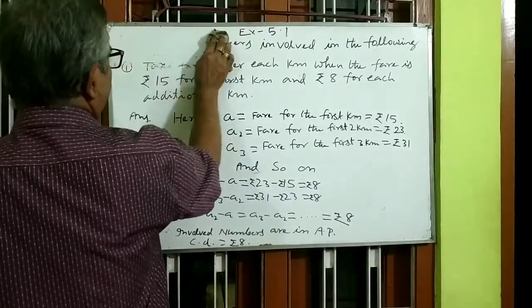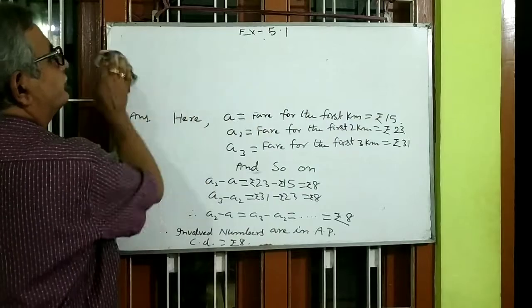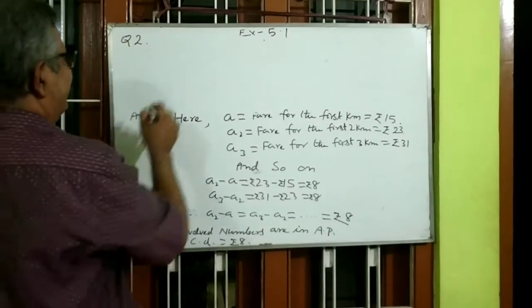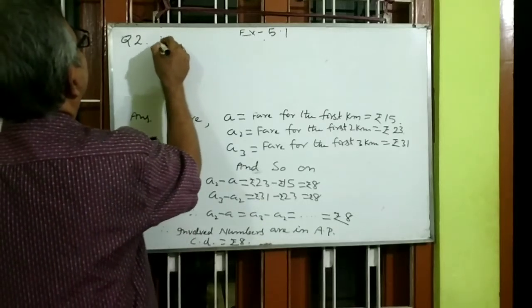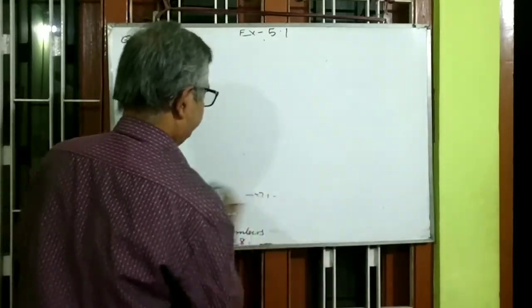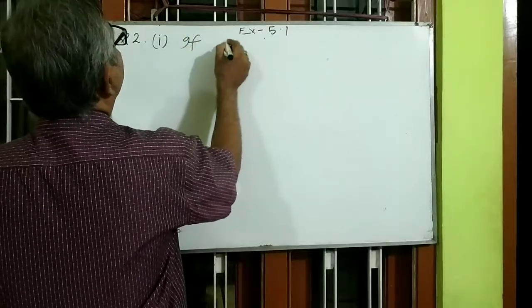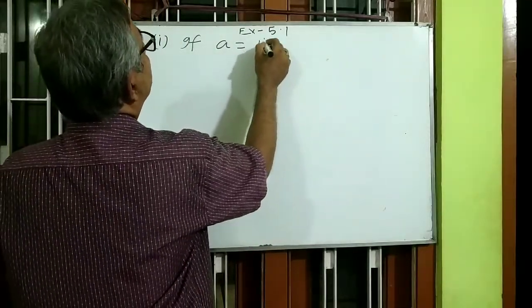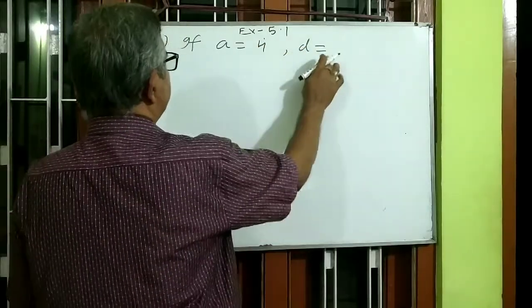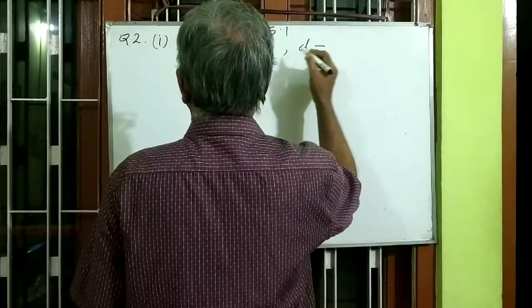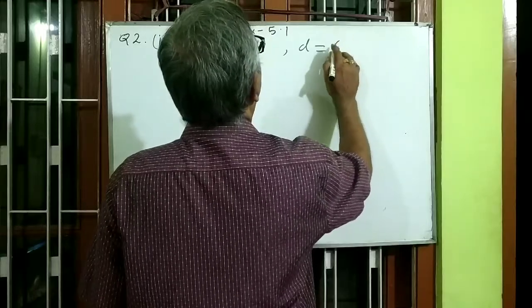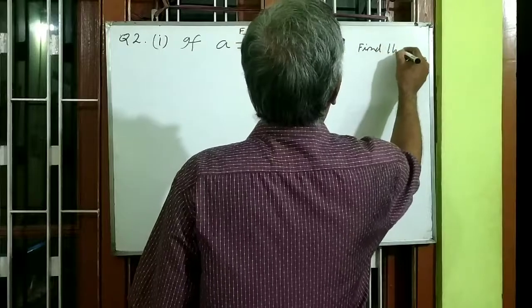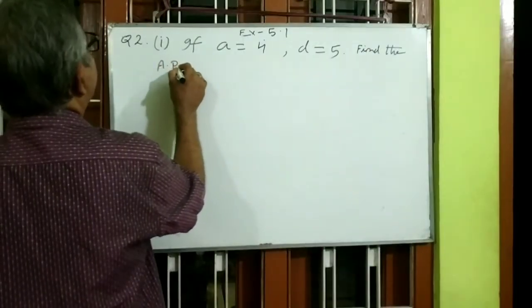Question number 2, 1. If A is equal to 4, suppose from our side I can give A is equal to 4, and the common difference is equal to 5. Find the AP series.